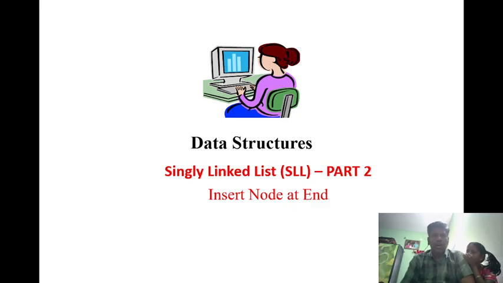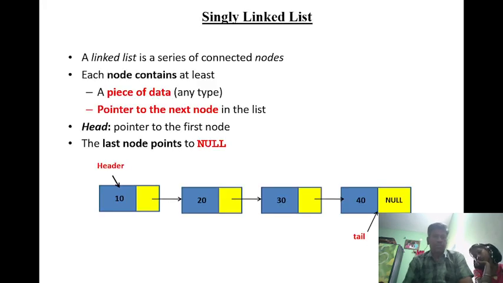In this video, I would like to discuss single linked list part 2, that's about how we can insert a node at the end of the single linked list. In our previous video, we discussed how we can insert a new node at the beginning. So this video can help you understand how we can perform a node connection at the end of the list. Here you can see the general structure or model of a single linked list.